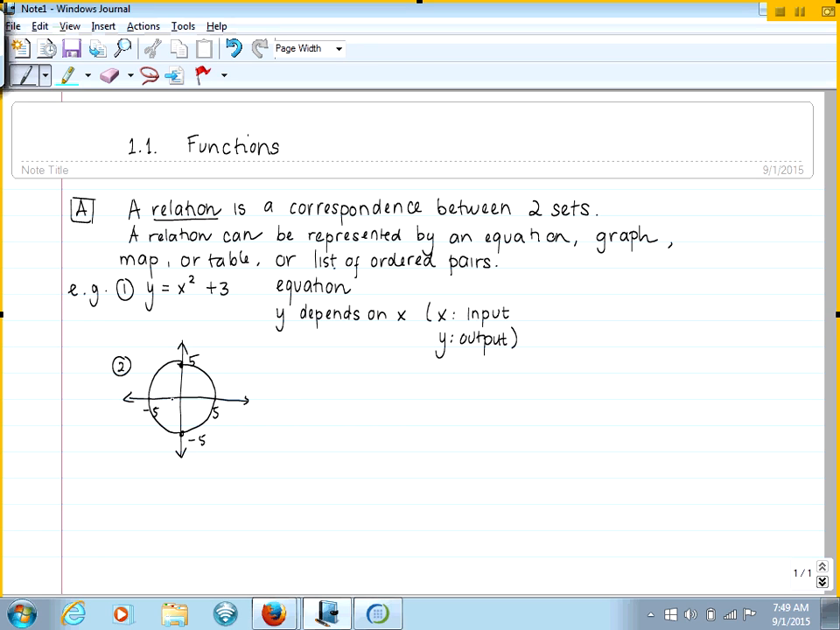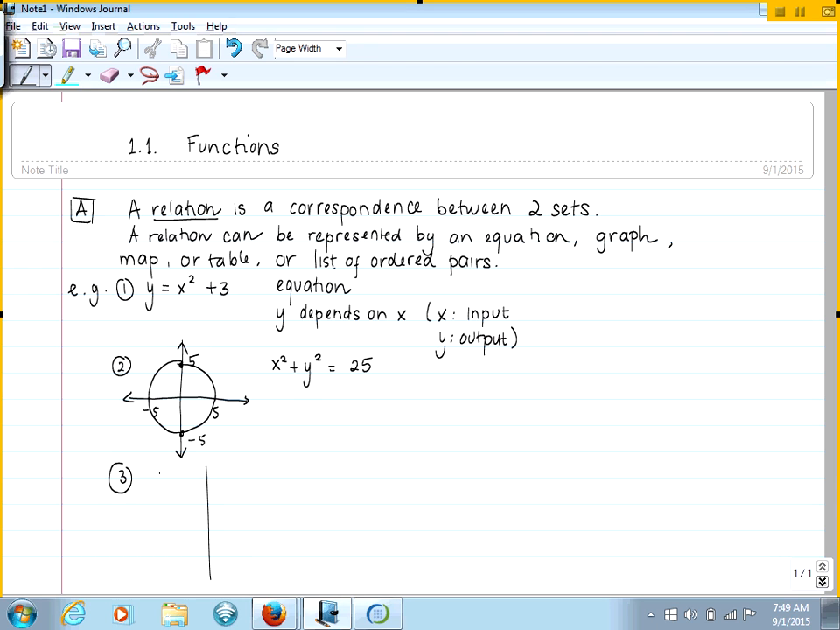Does anybody remember the equation of circles? What is it? Any idea? X squared plus y squared is equal to 25, right? X squared plus y squared is equal to r squared.